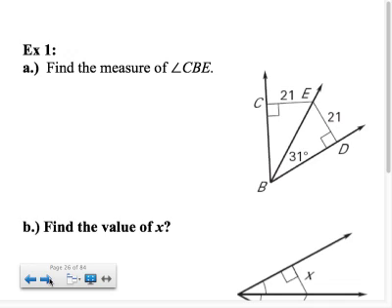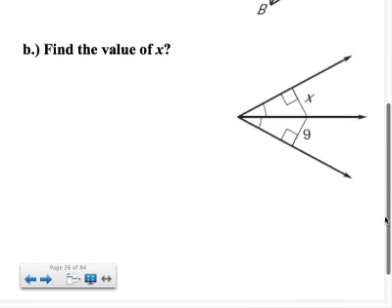So in example 1, it says find the measure of angle CBE. Again, recognize two things. One, we're perpendicular. Two, we're equidistant. Therefore, the angle has to be bisected. So angle CBE must be 31 degrees as well. Part B says find the value of x. So again, now we're going the other way. We know it's the bisector. Therefore, we know that it must be equidistant from the two sides. So if this is 9, that means x must be 9. Just using the angle bisector theorem.